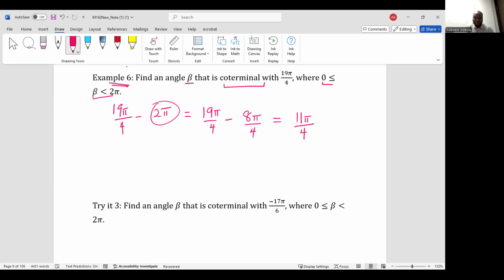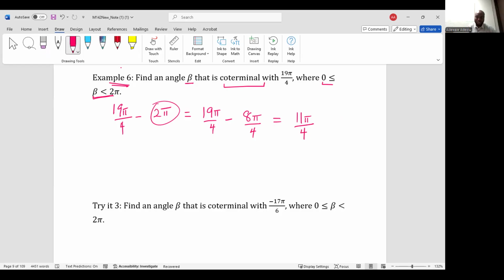The question is, is 11 pi over 4 within 0 and 2 pi? Let's see. 11 divided by 4 is more than 2. So we need to go again, and let me do it here.